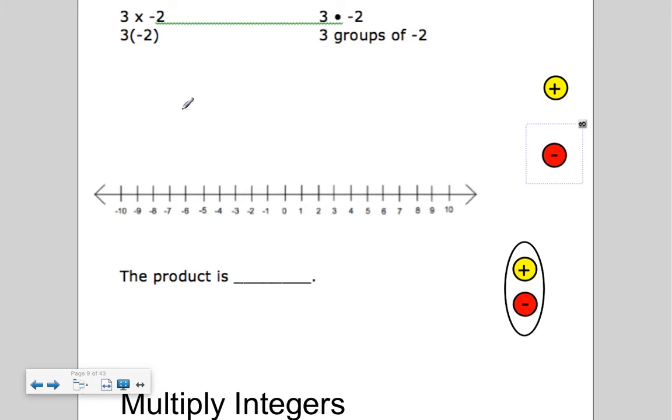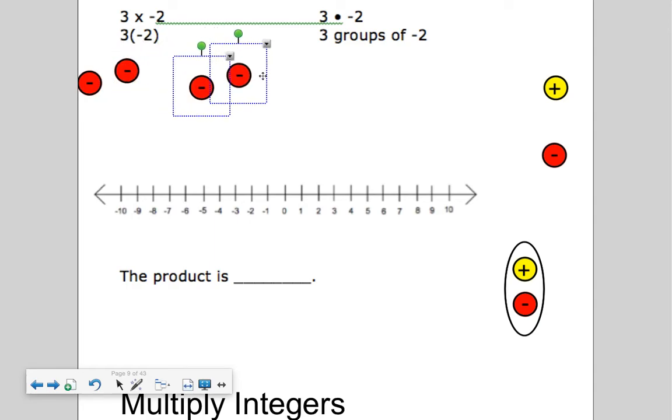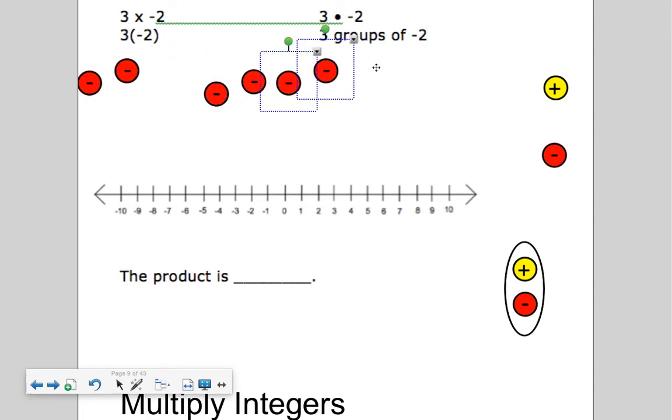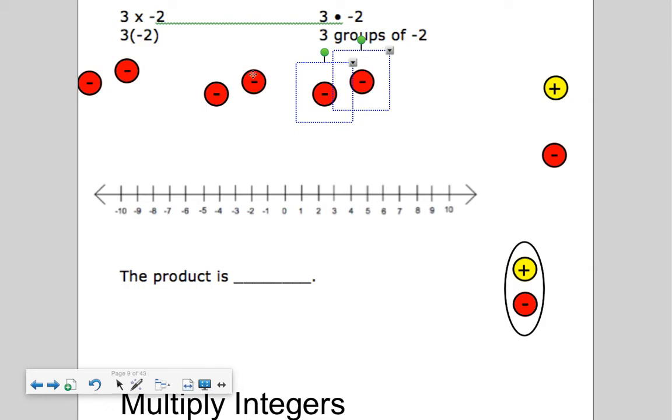What it means is you have one group of negative 2. You have a second group of negative 2 and a third group of negative 2. So 3 groups of negative 2 is negative 6. 3 times negative 2 is negative 6. 3 groups of negative 2.